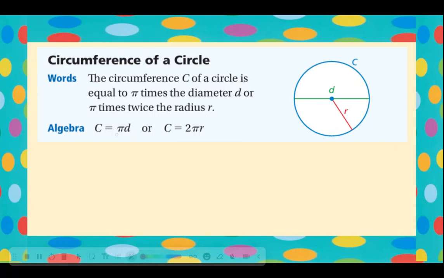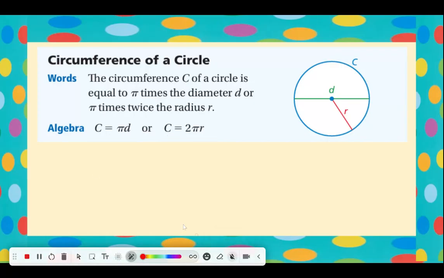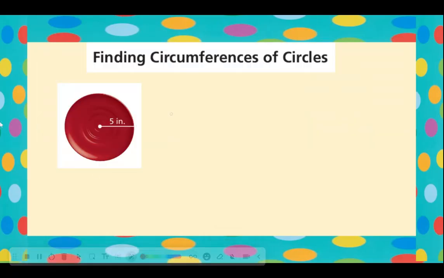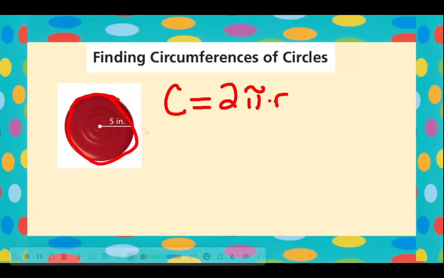Okay, so the circumference formula is pi times diameter, or if you have a radius, it's 2 pi times the radius. And I am going to use 3.14 for pi. Okay, so here we need to find the circumference of this frisbee. The distance around. So let's write the formula. C equals, well, I'm given a radius. So it's 2 times pi times the radius, right? Because I need to double the radius to get the diameter.